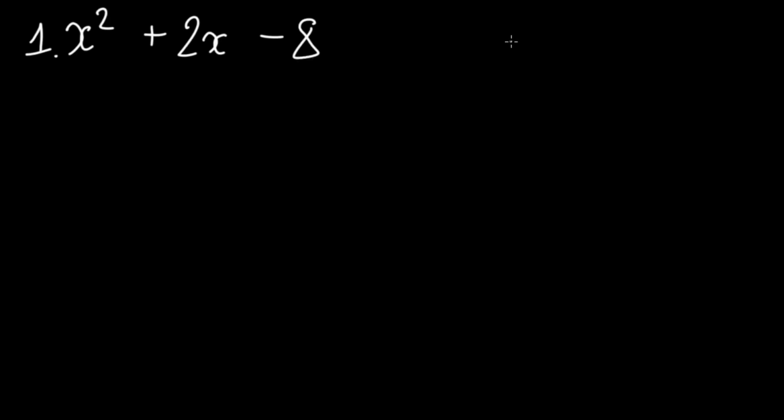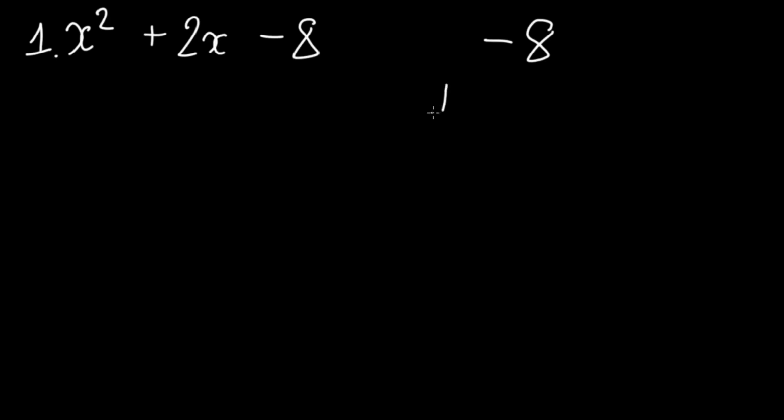The first step, again, we need to write down negative 8 right here. And then we find two numbers that when we multiply them together equal negative 8, and when we add them together equal 2. Because this is a negative number, one number is positive and the other number has to be negative, right?